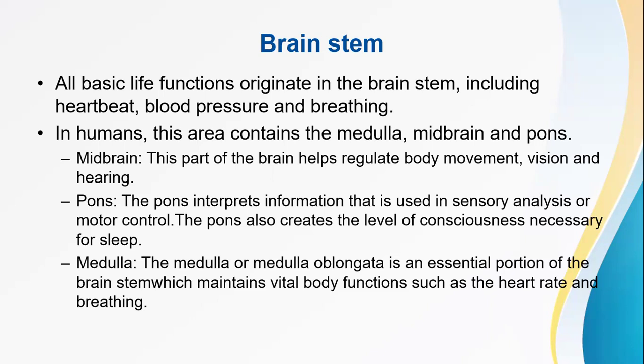Starting with the midbrain, this part of the brain helps to regulate the body movement, vision, and hearing. The second part, the pons, interprets the information that is used in the sensory analysis or motor control. The pons also creates the level of consciousness necessary for sleep. And last but not least, the medulla, or the medulla oblongata, is an essential part of the brainstem, which maintains the vital body functions such as the heart rate and the breathing. So there you have it. Those are the components of the brainstem.